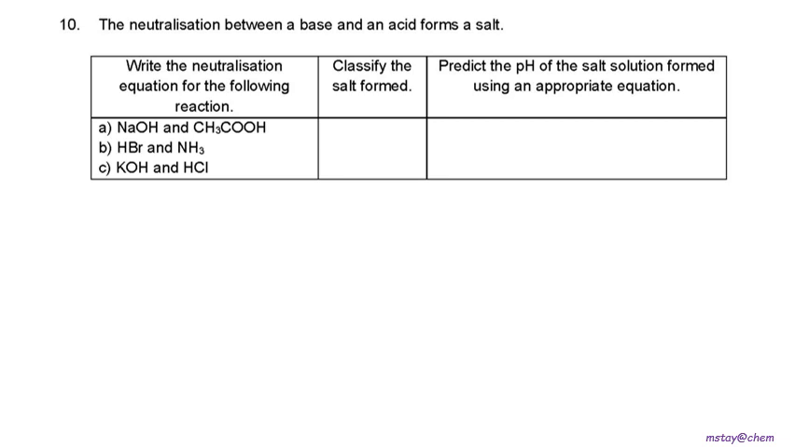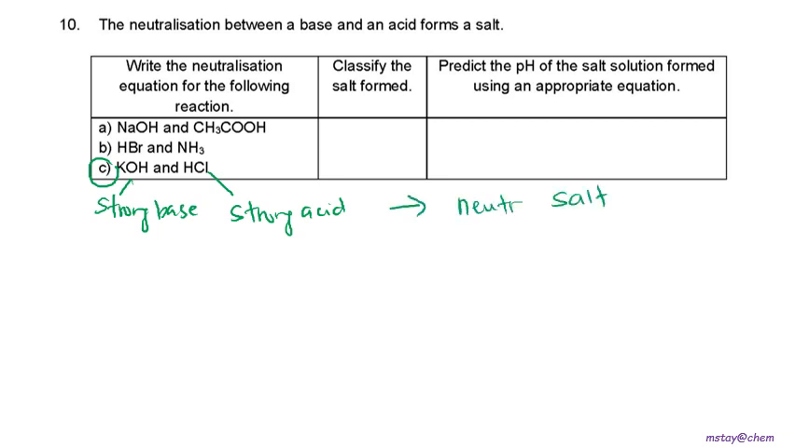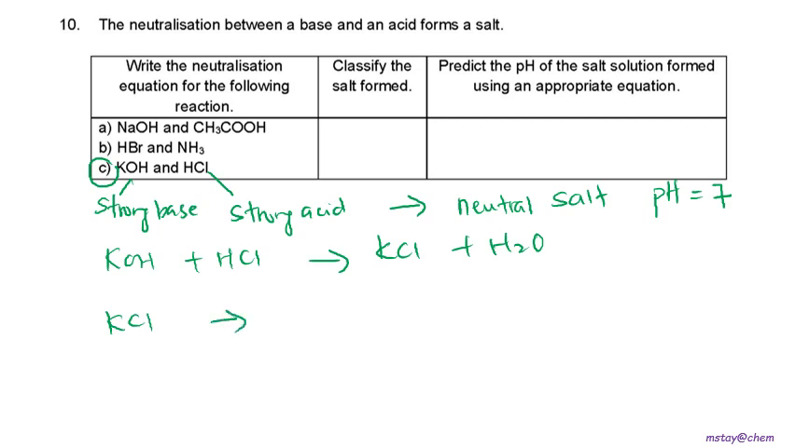Last question for this video. KOH is a strong base, HCl is a strong acid. When both of them react, they are going to produce a neutral salt. If they produce a neutral salt, the pH value will equal 7. So KOH plus HCl produces KCl plus water. When KCl dissociates, it will produce K plus and Cl negative.